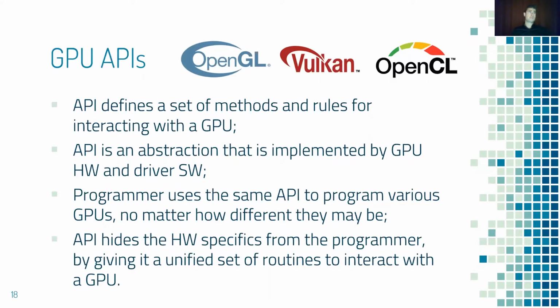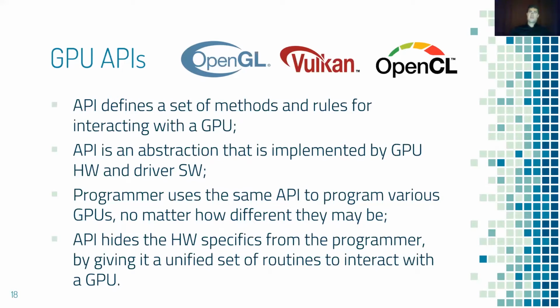So imagine you write essentially the same software that will then be able to execute on different GPUs, regardless of who makes them. This makes the programmer's life a lot easier. So the API will hide the hardware details from the programmer by giving them a unified set of routines to work with the GPU. On top of the slide, you can see some popular APIs. OpenGL and Vulkan are graphics APIs, and OpenCL is a popular compute API.